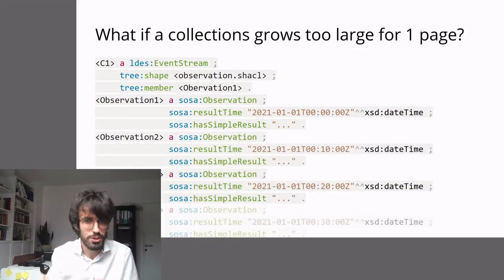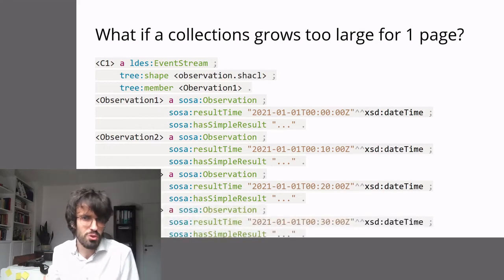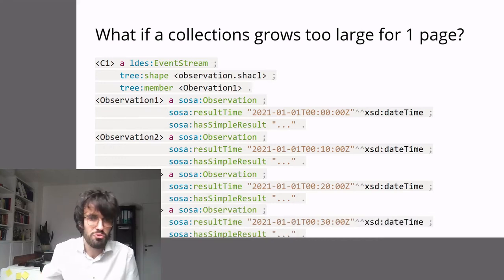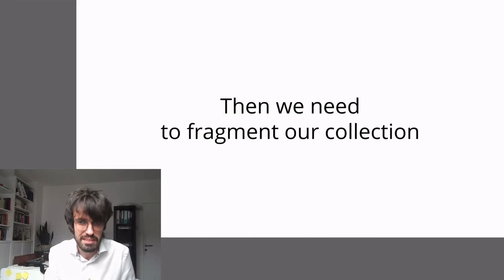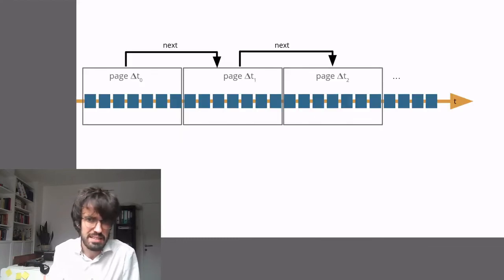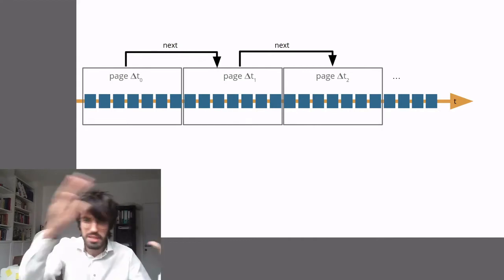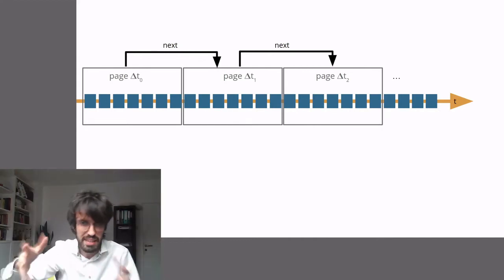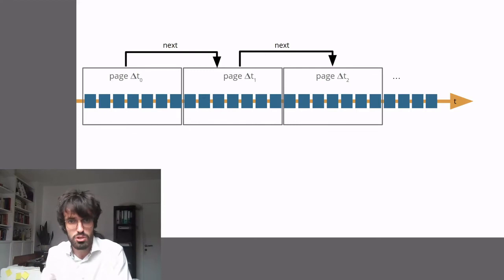So these are just the basics, but now what if a collection would grow too large for one page? That's when we have to fragment somehow. We have to paginate our collection. You could say we're just going to introduce next links. That's interesting. You first have your first 10 minutes of observations, then you have a next link to the next 10 minutes of observations, and so on and so forth.